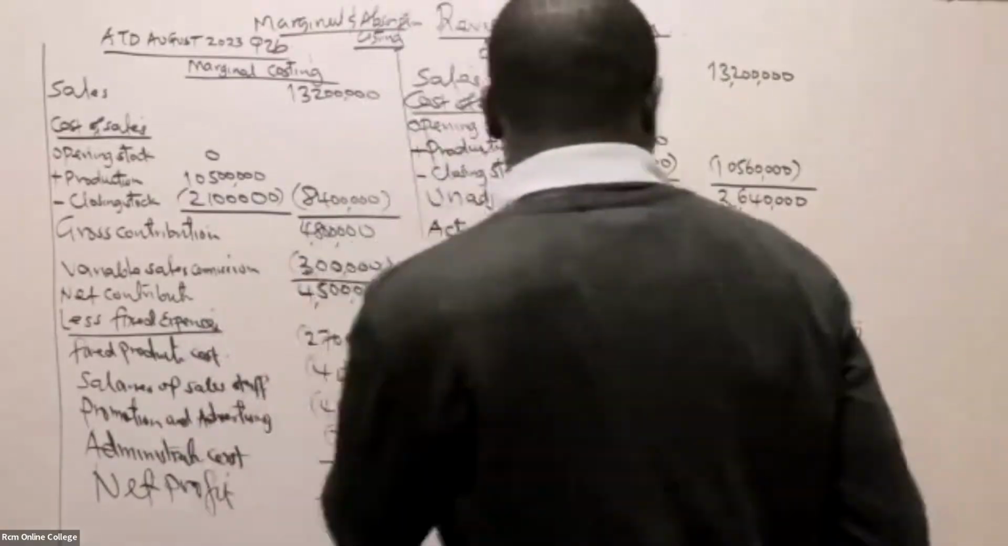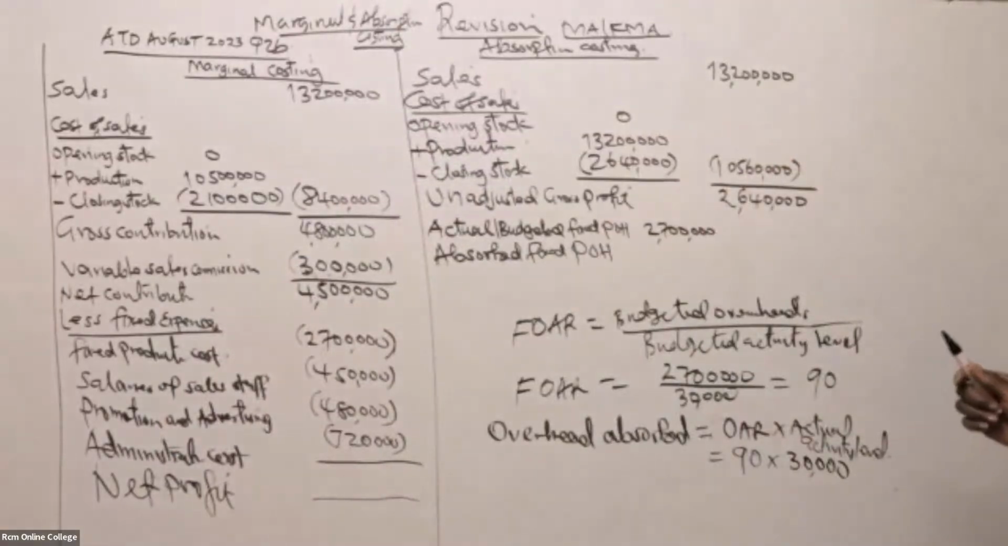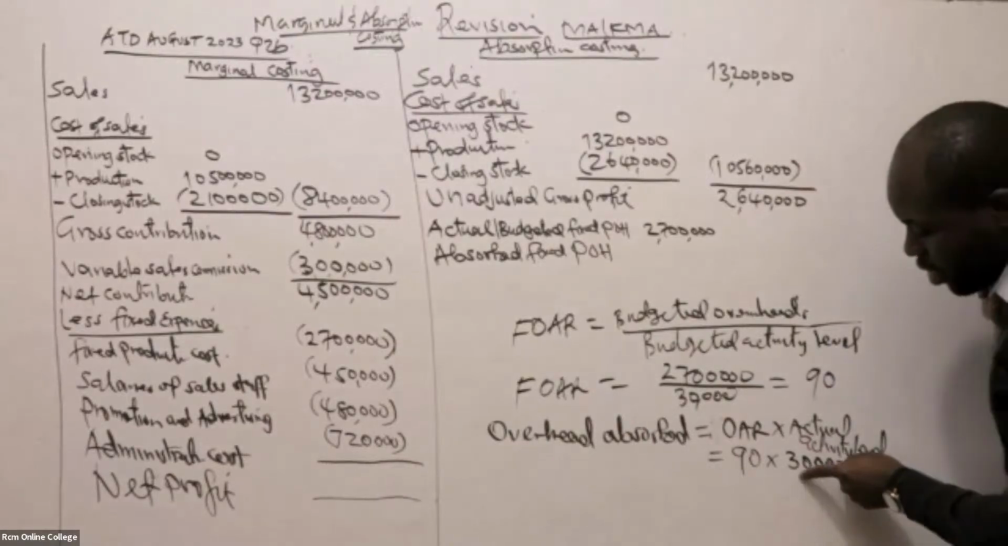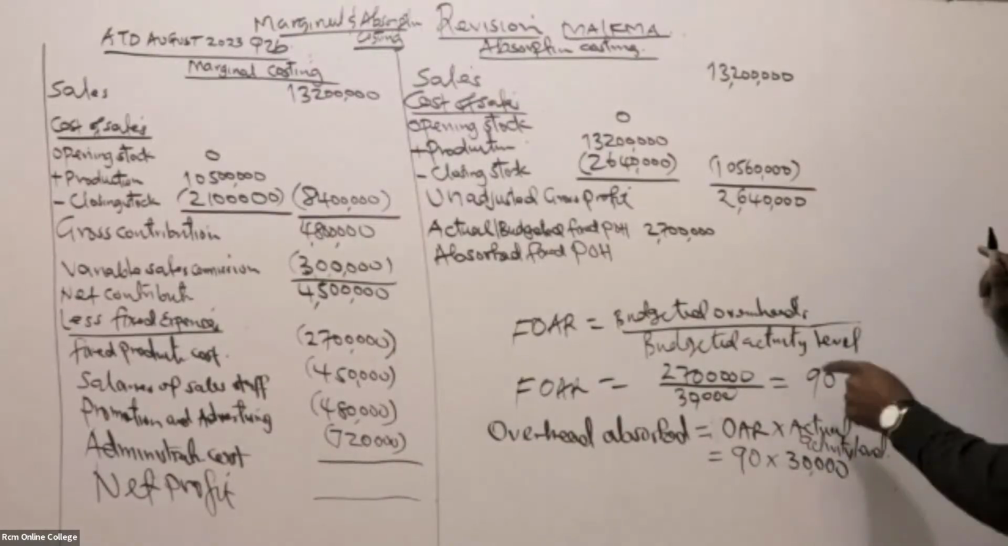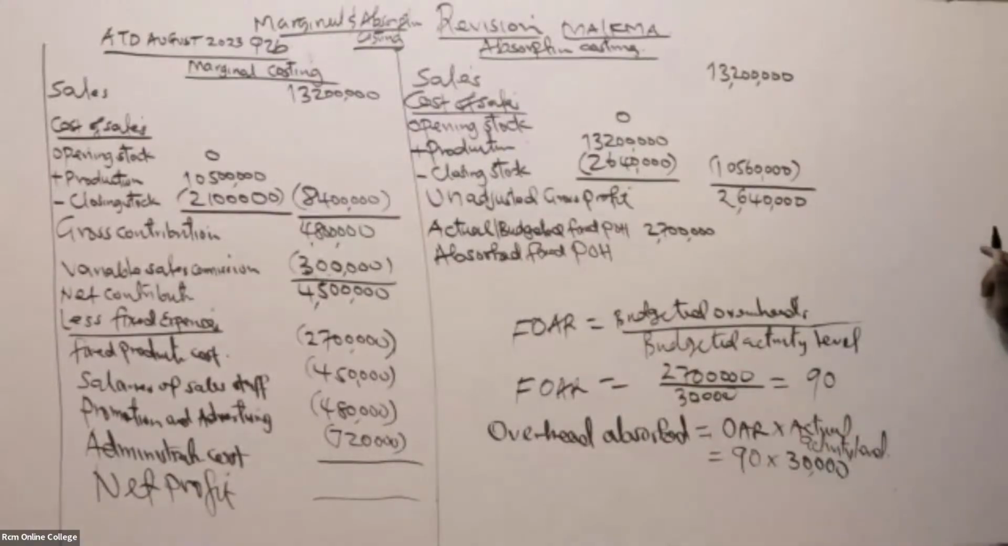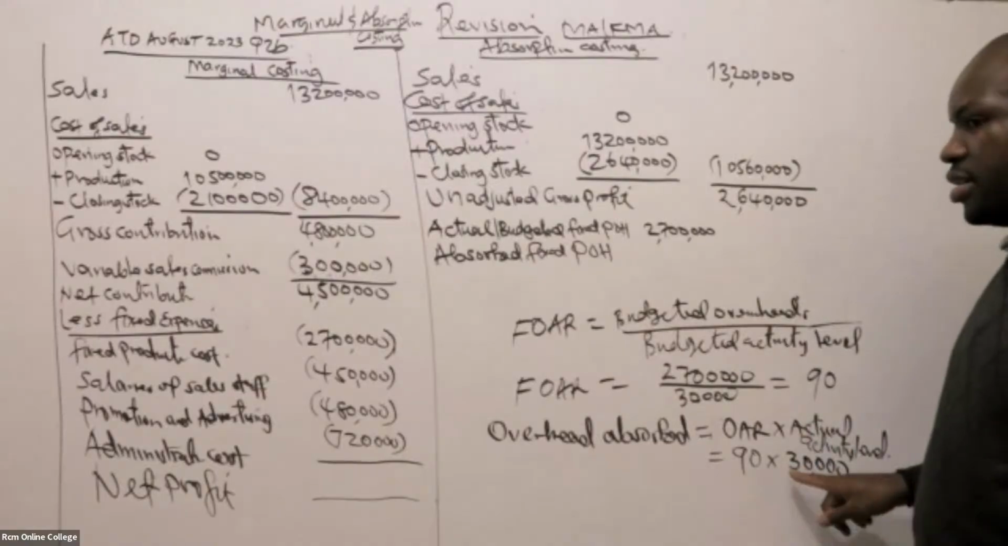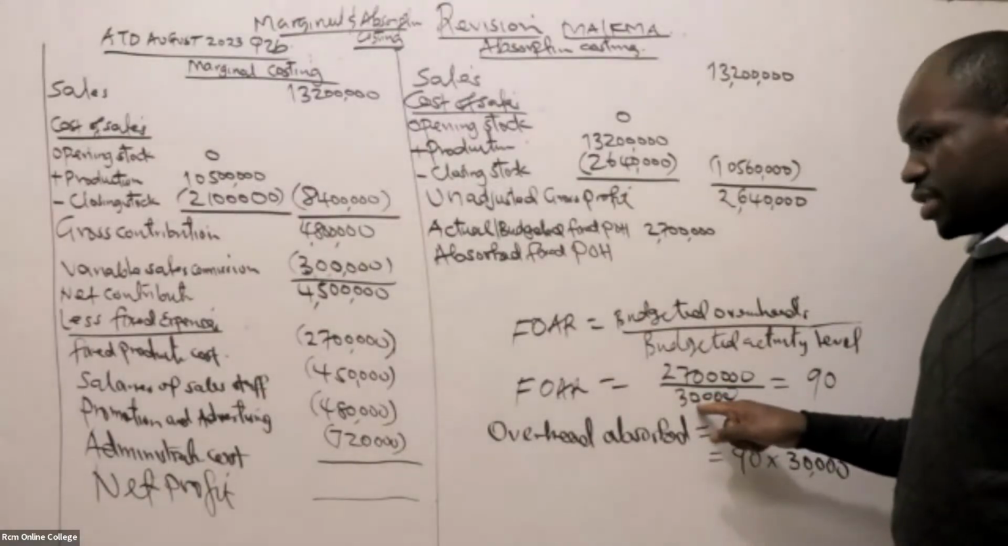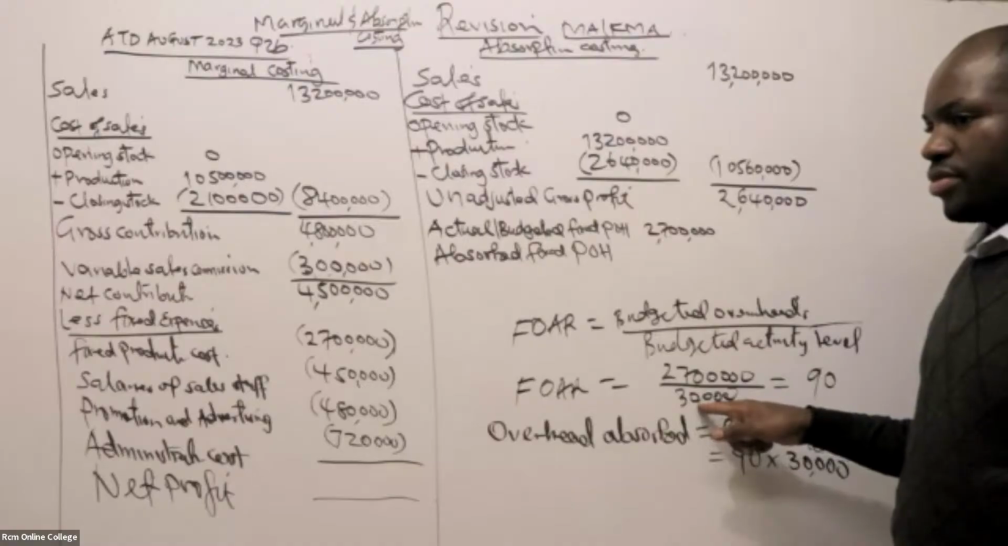And I want to tell you something that is very simple. Are we all accepting that the 30,000 we are using here is not the same as the 30,000 we used here? Do you all agree? Do we all agree?